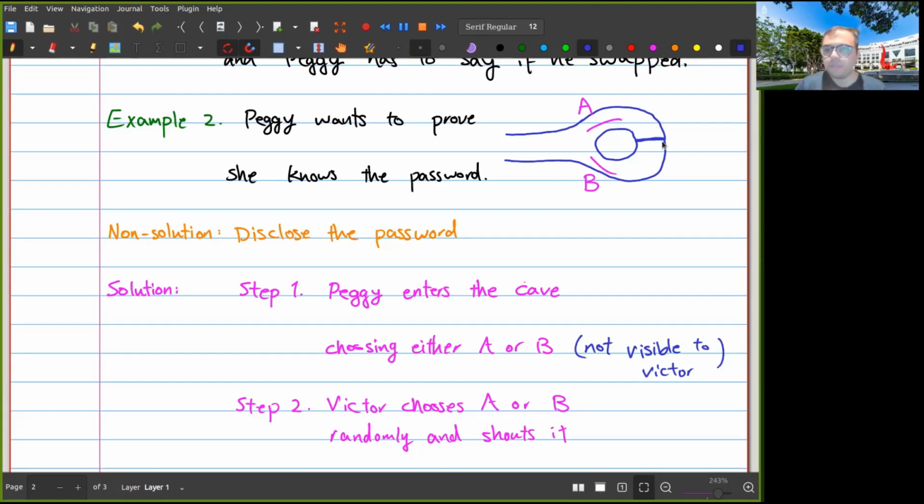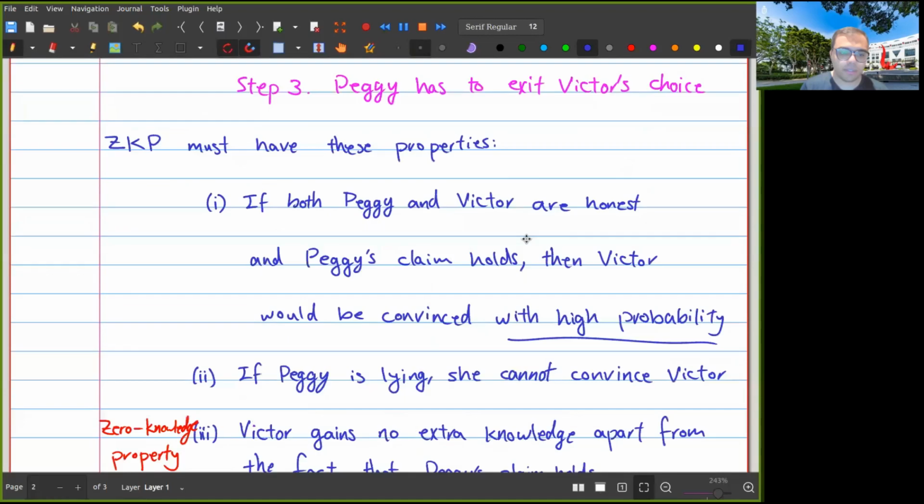Whereas if we do what you mentioned in the chat, if we actually give a recording to Sarah that shows that Peggy went through A and came out of B, then Sarah would be convinced, right? So that would be some extra information that Victor has, and that's not allowed.